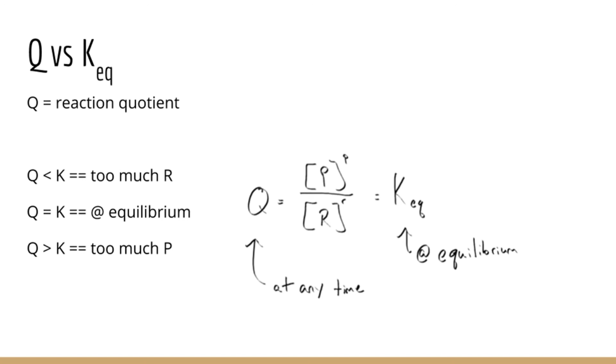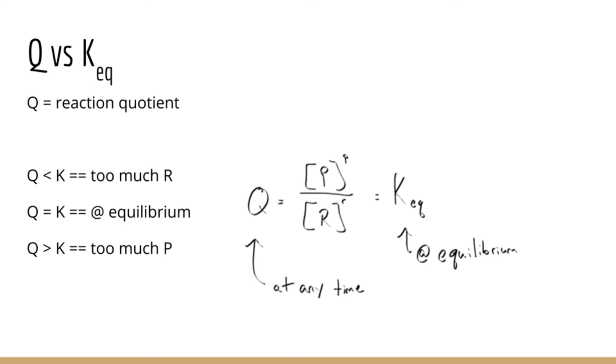Okay. So you have K, it's been measured, you know what it is, and then you have some system. You measure Q and then you compare it to K, and that'll tell you where the system is in comparison to where it wants to be. It wants to be at equilibrium.